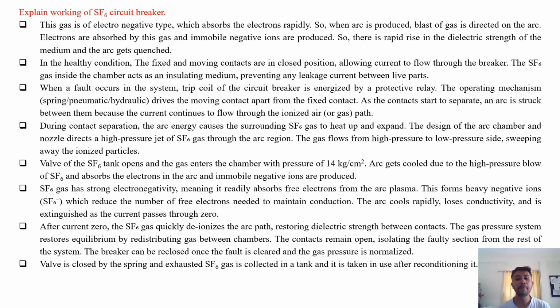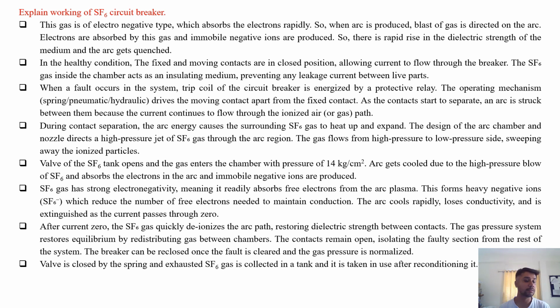The arc cools rapidly, loses conductivity, and is extinguished as the current passes through zero. Now, after the current zero, the SF6 gas quickly deionizes the arc path, restoring the dielectric strength between the contacts. The gas pressure system restores equilibrium by redistributing the gas between the chambers. The contacts remain open, isolating the faulty section from the healthy one or from the rest of the system. The breaker can be reclosed once the fault is cleared and the gas pressure is maintained or normalized.